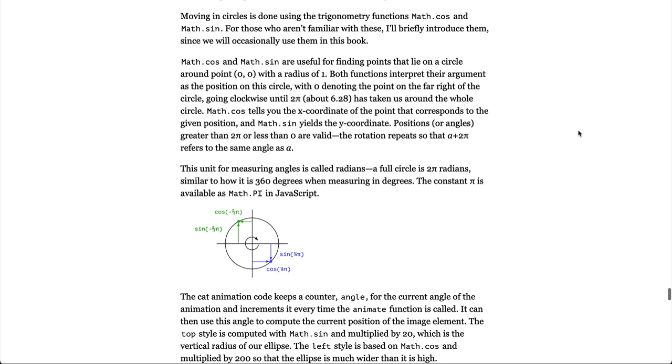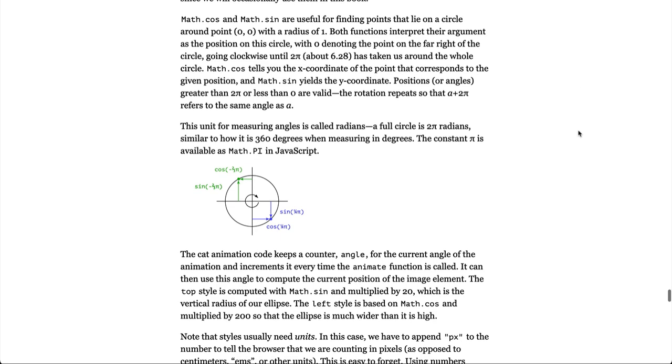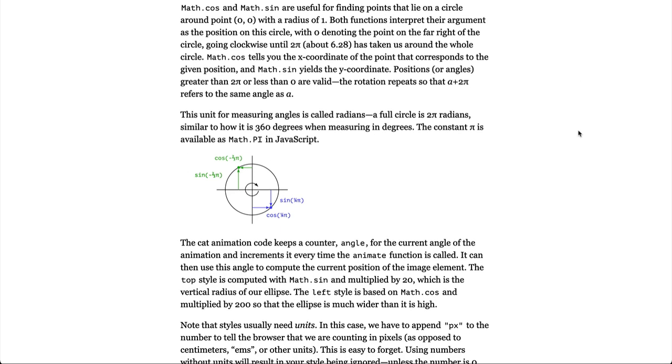Moving in circles is done using the trigonometry functions Math.cos and Math.sin. For those who aren't familiar with these, I'll briefly introduce them since we'll occasionally use them in this book. Math.cos and Math.sin are useful for finding points that lie on a circle around point (0,0), with a radius of 1.